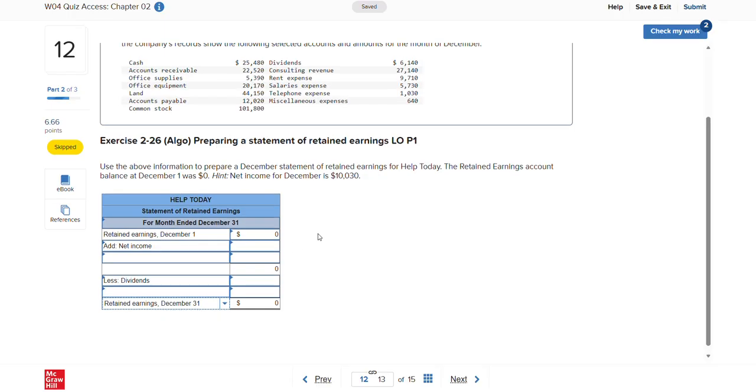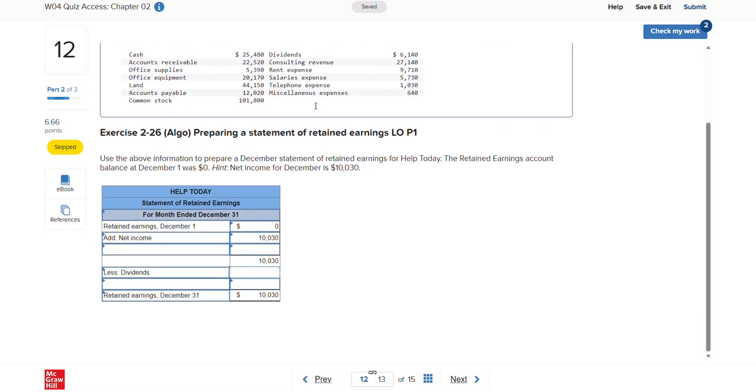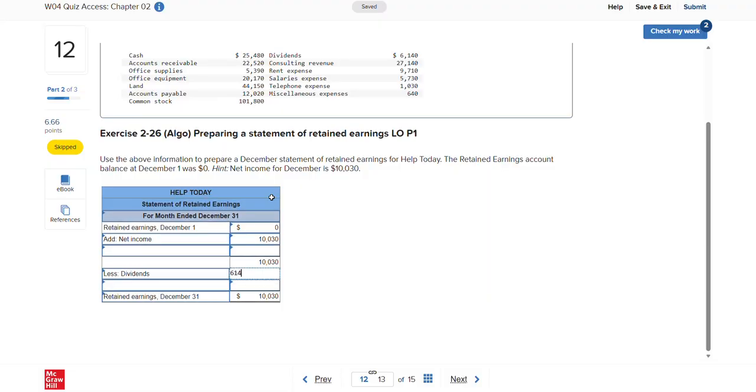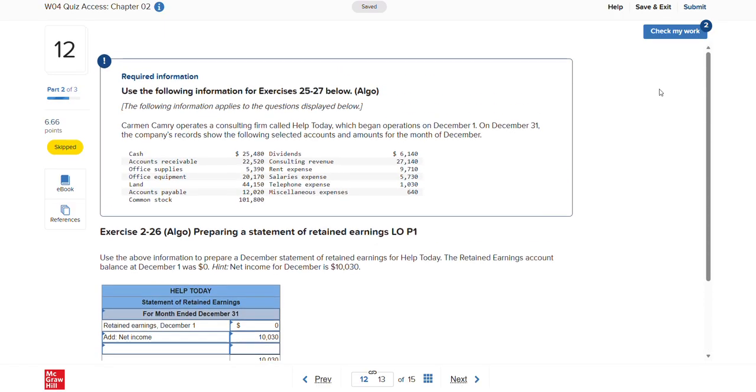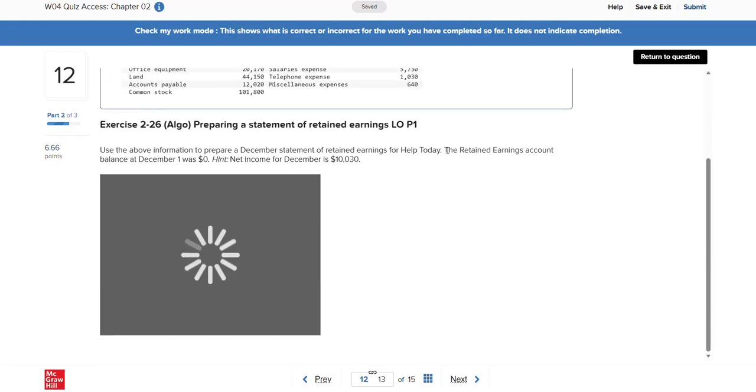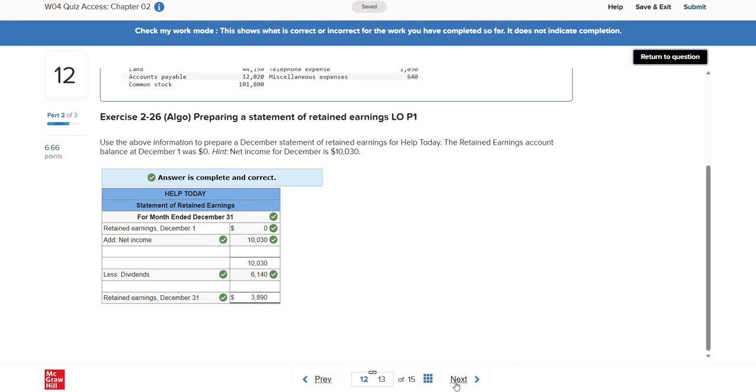So the net income, like it says right there, is 1030, and that's what we did on the previous income statement. So that's where we're getting this from, 1030. And the dividends were 6,140, so you're subtracting that, making your ending retained earnings 3,890. Just to make sure we did that right. Yep. So just remember, the equation to find ending retained earnings is: you get the beginning, add net income, and then subtract dividends.